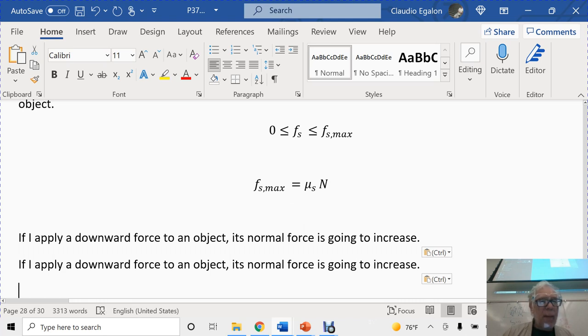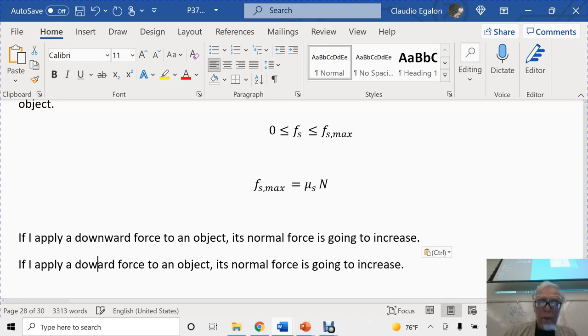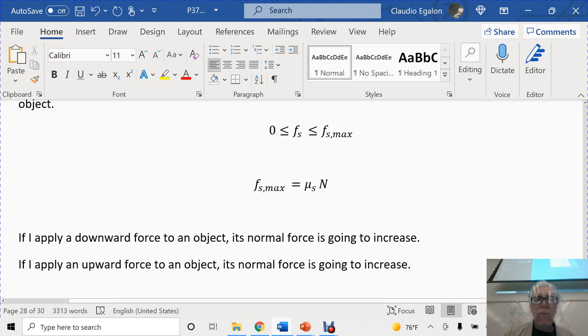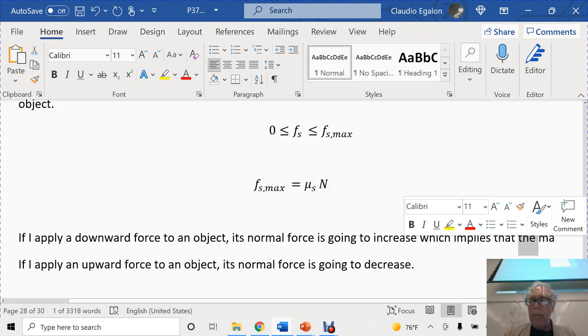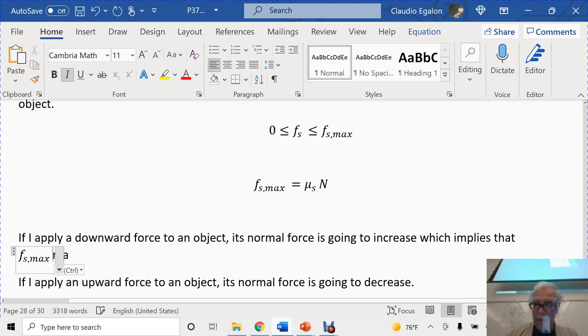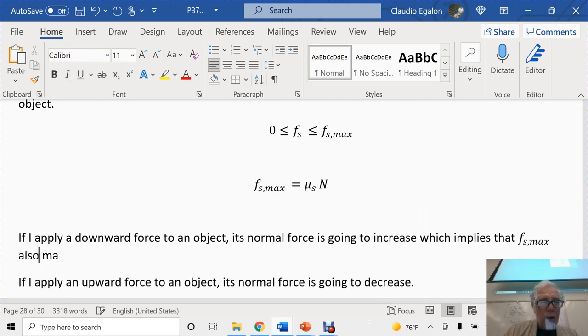Similarly, if I apply an upward force to an object, its normal force is going to decrease. But is it? Which implies that f sub x max also increases.